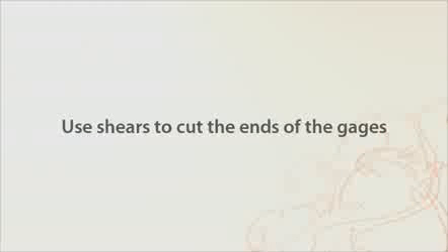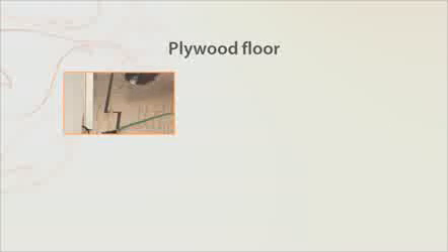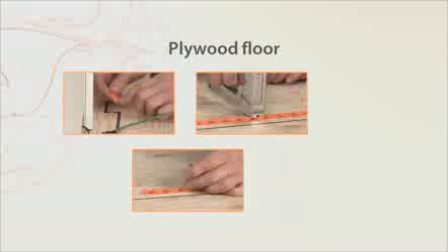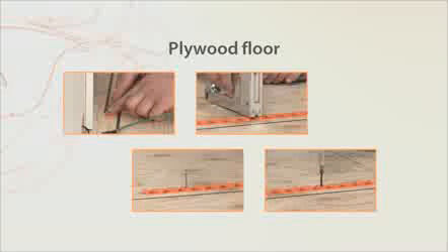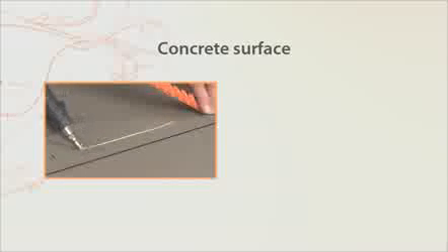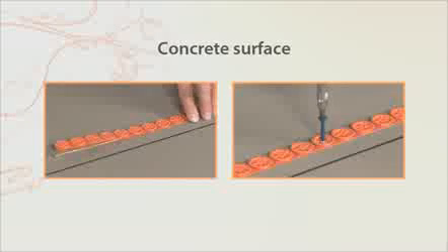Use shears to cut the ends of the gauges to begin your installation. On plywood, they can be attached with hot glue, staples, nails, or screws. On a concrete surface, they can be attached with glue or screws.